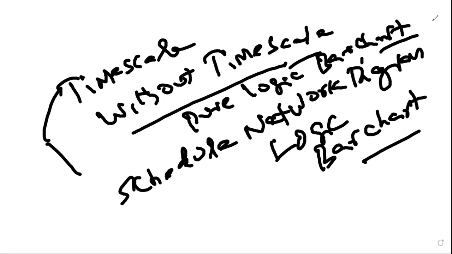With the time scale, we call this one a logic bar chart. Without the time scale, we are going to call this one a pure logic bar chart. You can see only the activities will be connected, without the time in it. Is it clear, everyone?